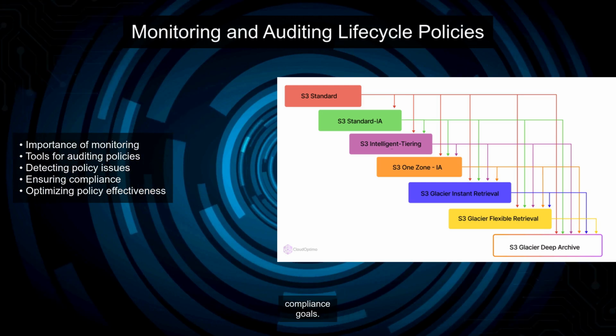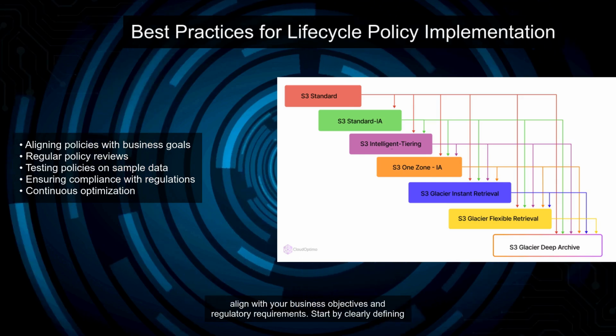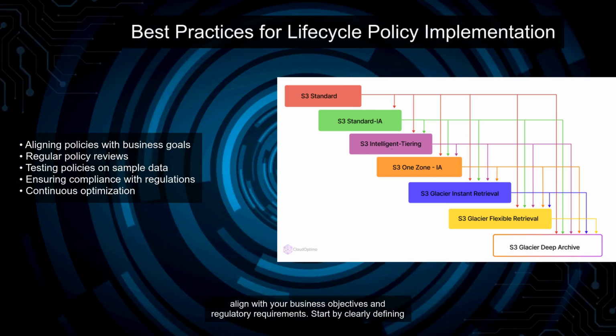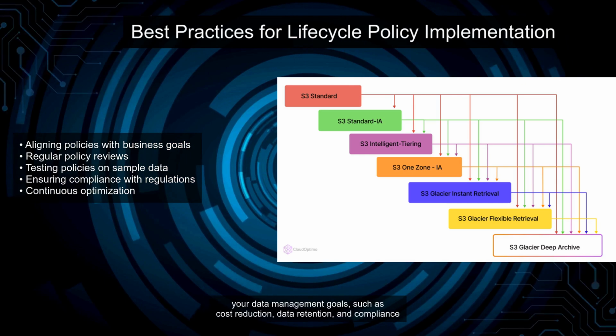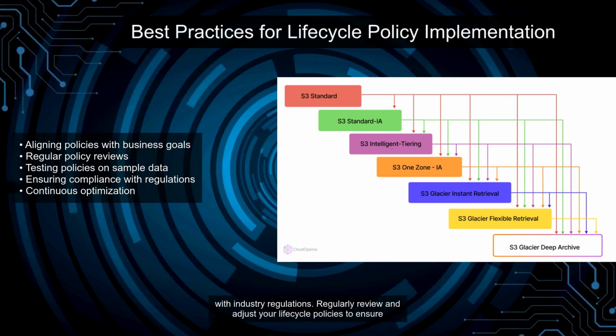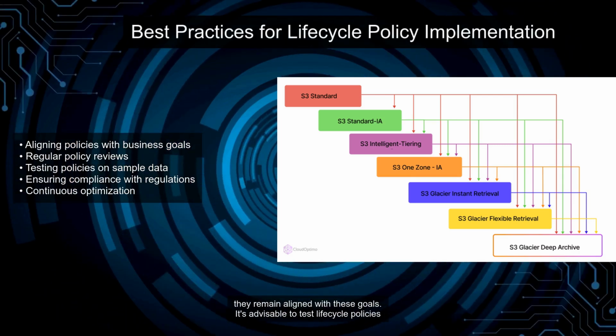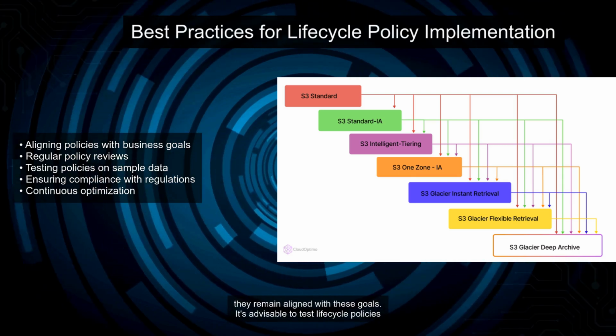Implementing AWS S3 Lifecycle Policies effectively requires adherence to best practices that align with your business objectives and regulatory requirements. Start by clearly defining your data management goals, such as cost reduction, data retention, and compliance with industry regulations. Regularly review and adjust your lifecycle policies to ensure they remain aligned with these goals.